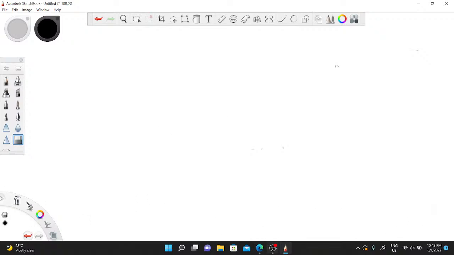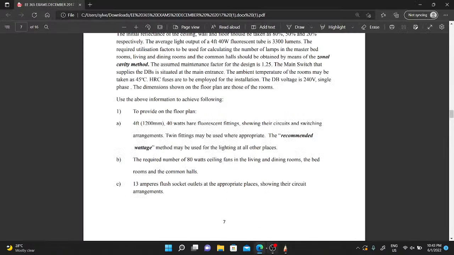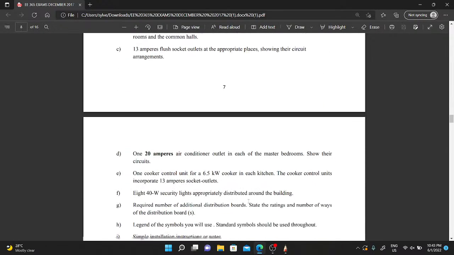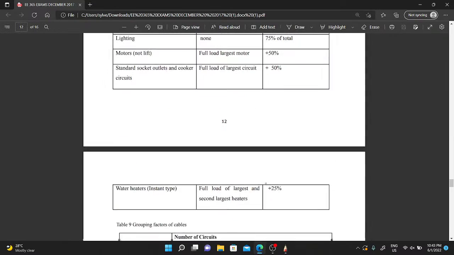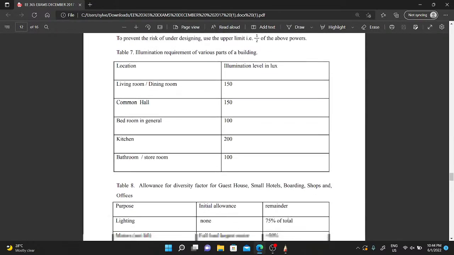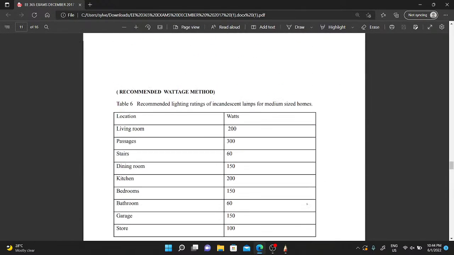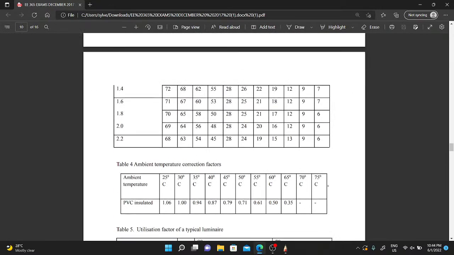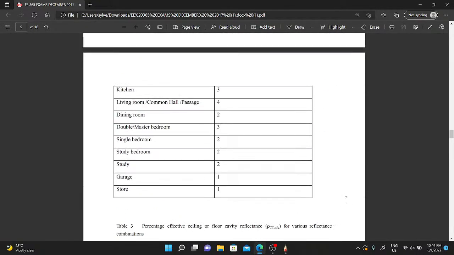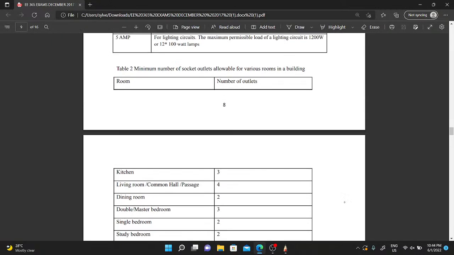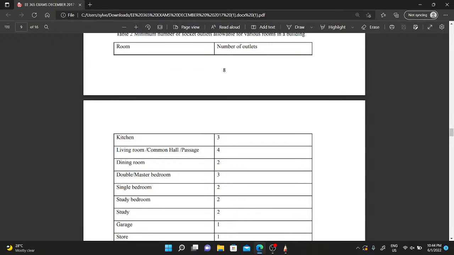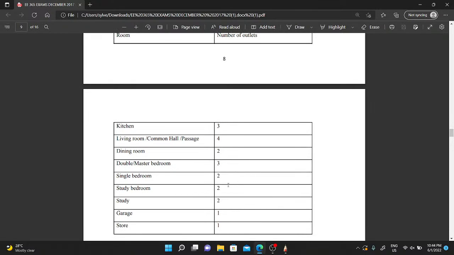Now the next part of the question states that we are supposed to find the number of 13 amps flush socket outlets at appropriate places, showing their circuit arrangement. There's a table for the socket outlets, Table 2, which has the number of socket outlets we need. So we'll just use the table here.